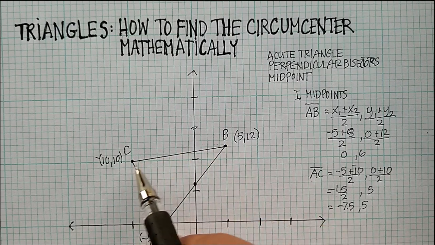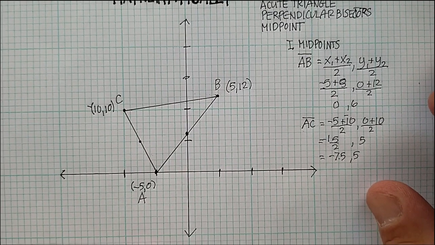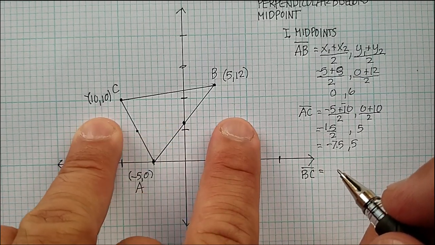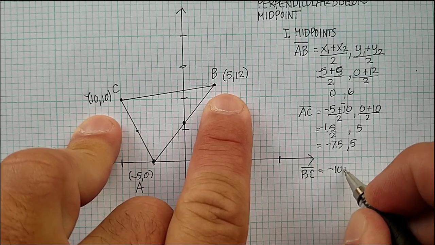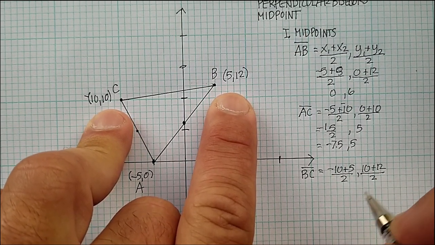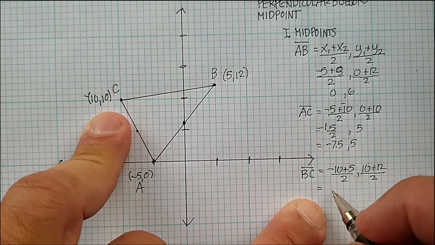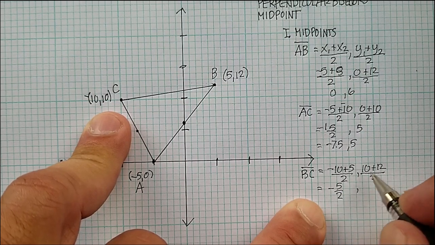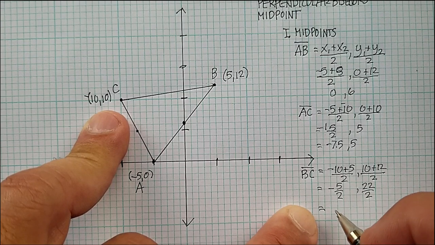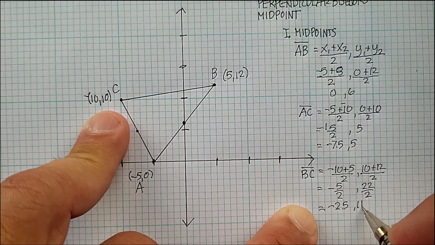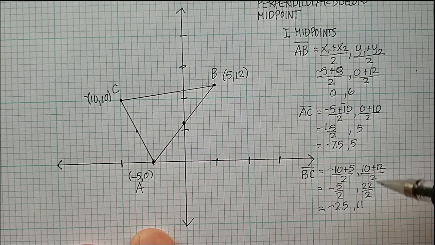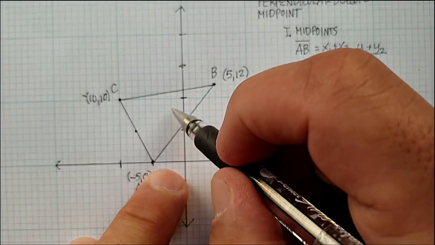And now let's go ahead and do the midpoint of BC. BC is equal to negative 10 plus 5 divided by 2, and 10 plus 12 divided by 2. Negative 10 plus 5 is negative 5, so negative 5 over 2. Over here I'm going to get 22 over 2. In decimal form, that gives me negative 2.5, and here it gives me 11. So let's find that midpoint: negative 2.5, 11, right there.